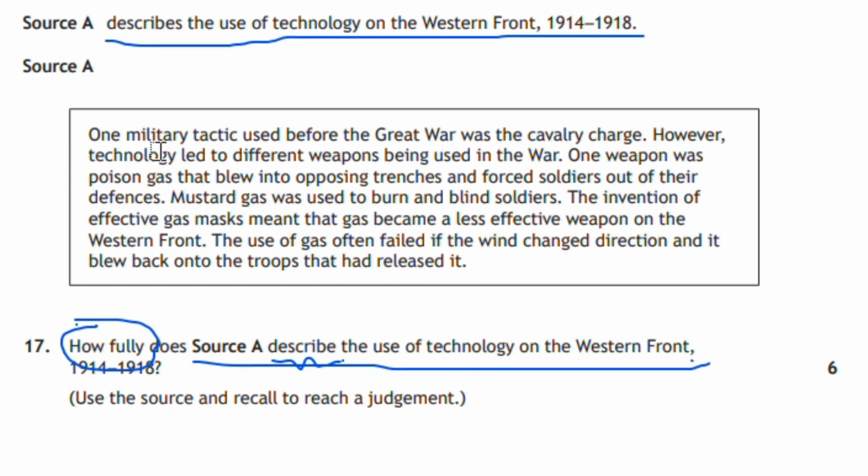We can see here it tells us that one military tactic used before the Great War, so again, it's not only technology in the Western Front, but it's 1914 to 1918, so before the Great War, was the cavalry charge. I'm not going to highlight that because, of course, it doesn't tell us about technology on the Western Front between 1914 and 1918. The next sentence tells us, however, technology led to different weapons being used in the war, and then we get this first sentence here. One weapon was poison gas that blew into opposing trenches and forced soldiers out of their defences. I'm going to highlight that because it's about a new technology, poison gas, and it tells us what it was used to do. Now you can pause the video here and see if there's anything else that you would highlight before we carry on.